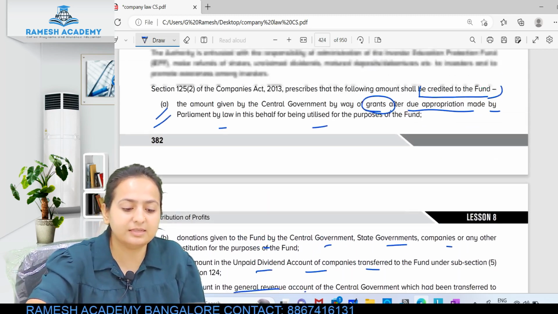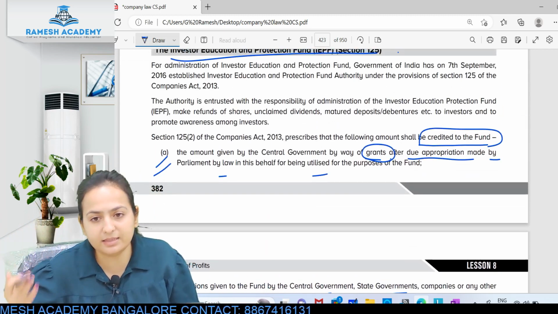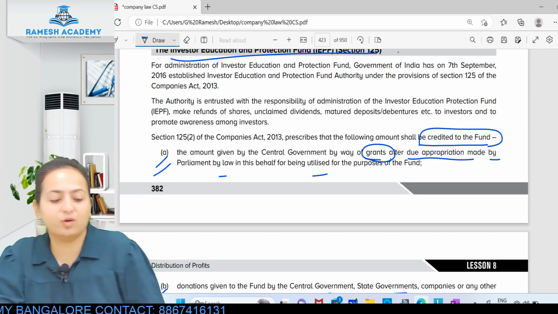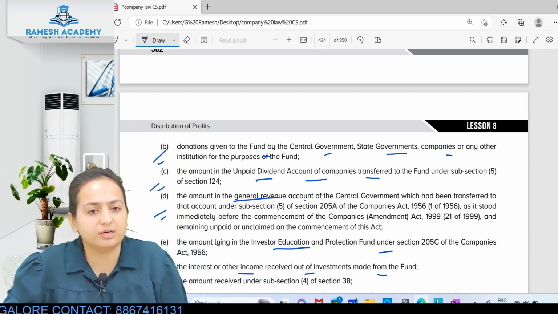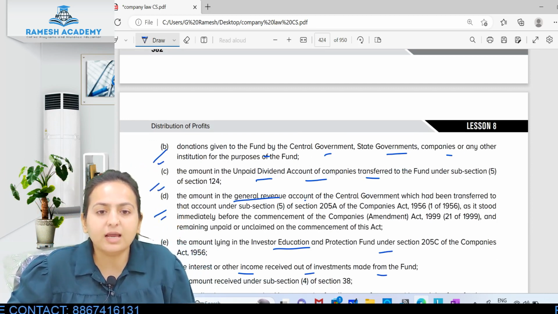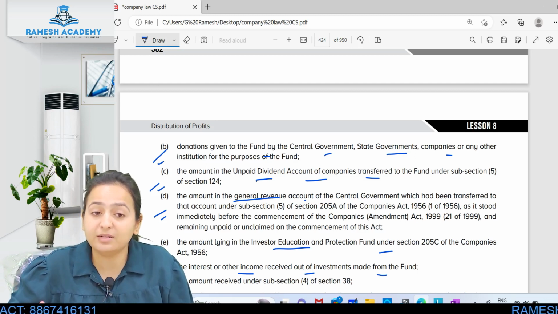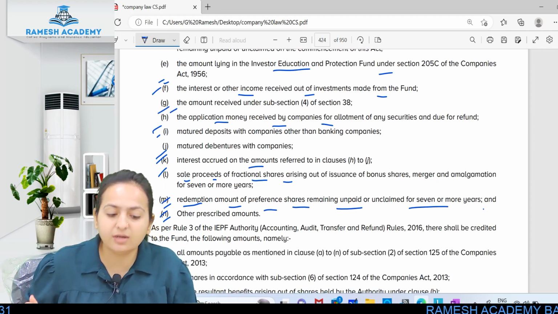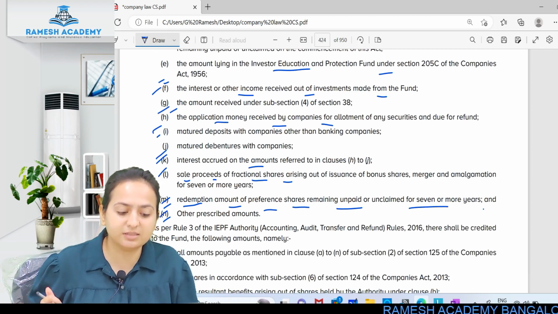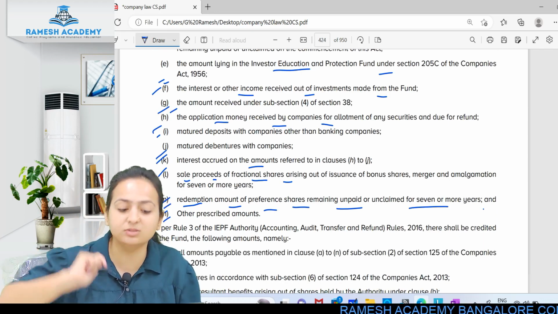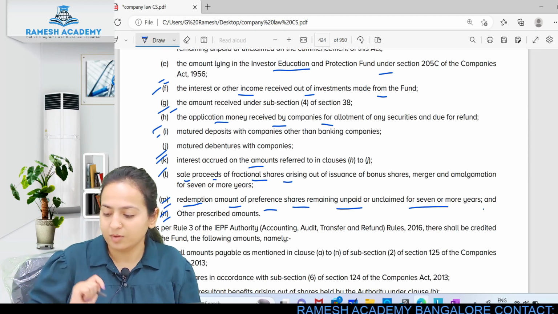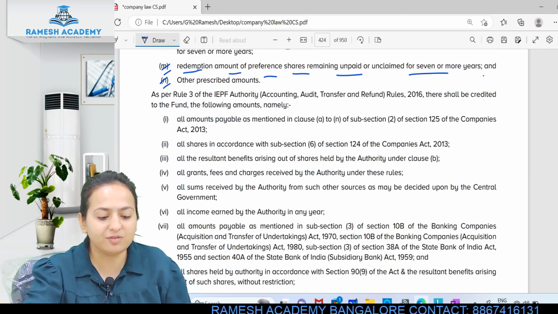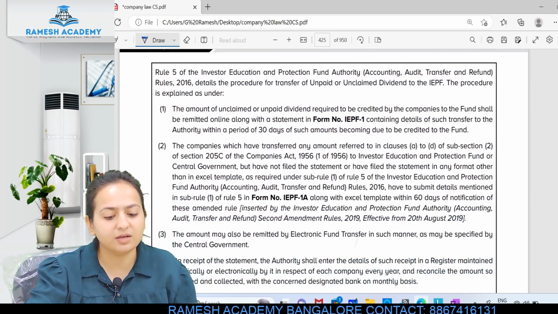So this is what all amounts will be credited in case of IEPF. For example, you have received any amount from the central government by way of grant, or donations you have given to the central government, or amount which is paid to the IEPF, unpaid dividend account we have said. Then general revenue, for example, matured deposits, matured debentures, interest accrued on these amounts, redemption amount of the preference shares. These all amounts need to be credited to the IEPF account. These all are the sources that they have written.